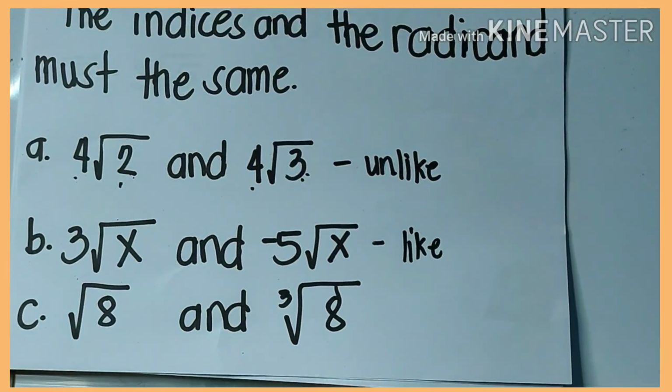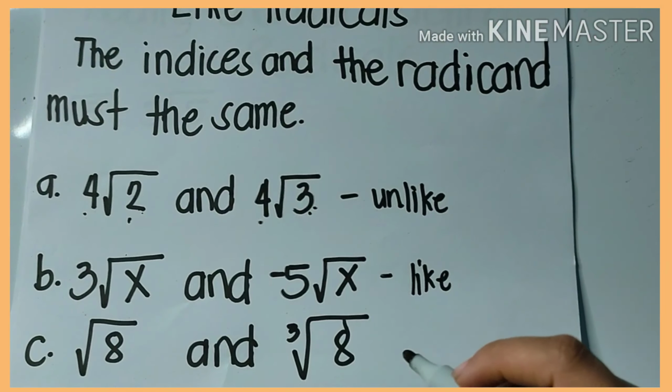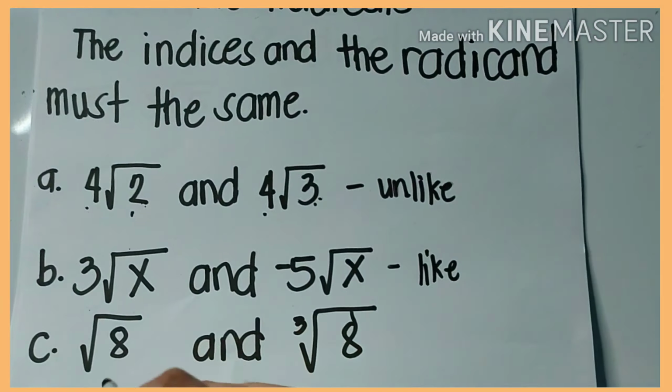Alright, next example: we have square root of 8 and cube root of 8. Based on the description, they are unlike radicals. It is because the square root means the index is 2, so the indices are not equal. They are not the same. So this is an unlike radical.